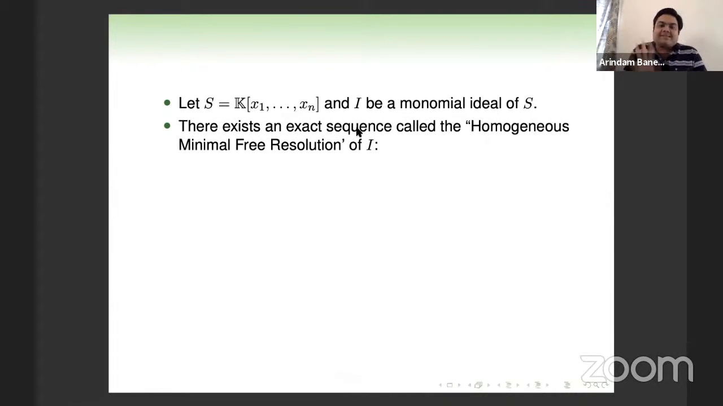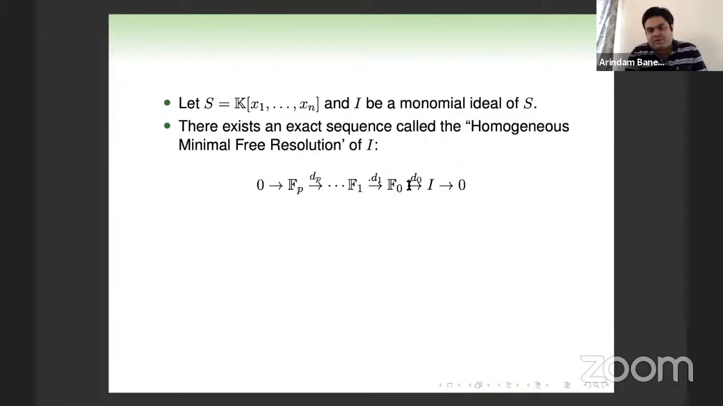There exists an exact sequence called the homogeneous minimal free resolution of I. What do I mean by that? Here is I. There are these F_i, which are free modules, free S-modules. That means S direct sum S, direct sum S, a certain number of times, finitely many times. And a map from F0 to I. So first of all, I goes to 0, there is this usual trivial homomorphism. Everything goes to 0. There is a homomorphism from F0 to I, and from F1 to F0. Up to a certain point, finite, and then 0.